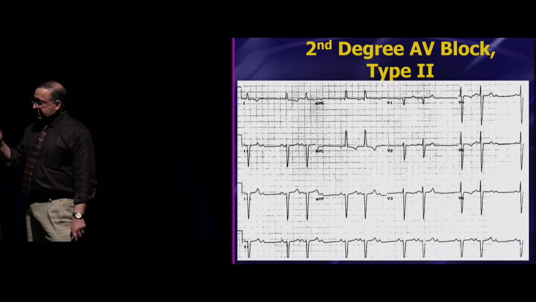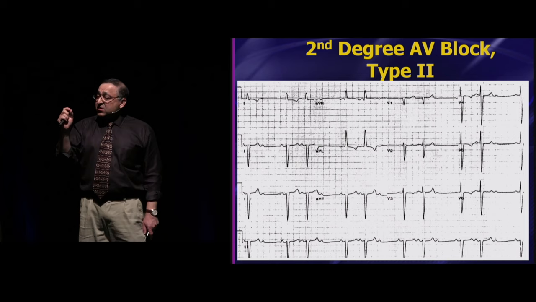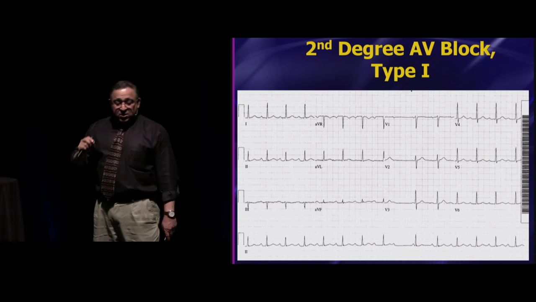Should be really constant. The other thing you'll notice about Mobitz 2 is that because this is more of an infranodal block, the QRS is pretty much always at least a little wide, sometimes very wide, whereas Mobitz 1 usually is a pretty narrow QRS, all right?